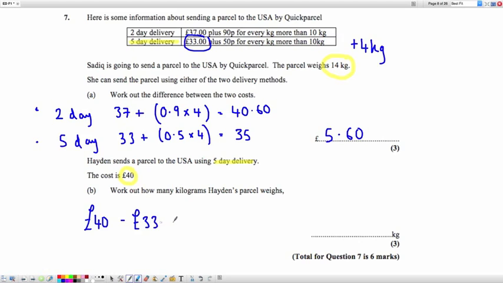So let's subtract that from the cost. And that leaves £7. And that's additional charges. It's 50 pence for every kilogram more than 10 kg. So how many kilograms for £7? We're looking at dividing by 0.5, which tells us that his parcel weighed 14 kilograms over the 10. So we then add the 10 kg, that gives the total weight of his parcel, which was 24 kilograms.